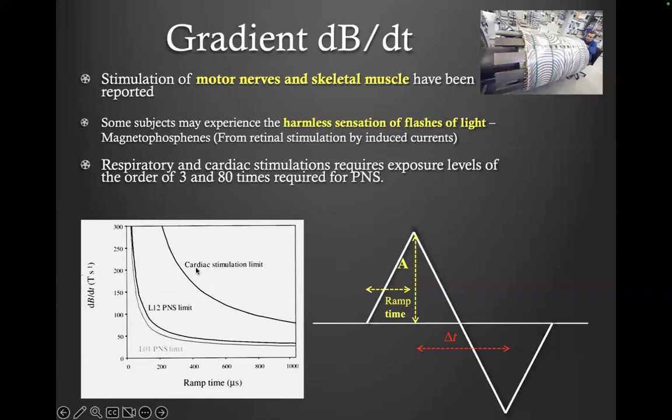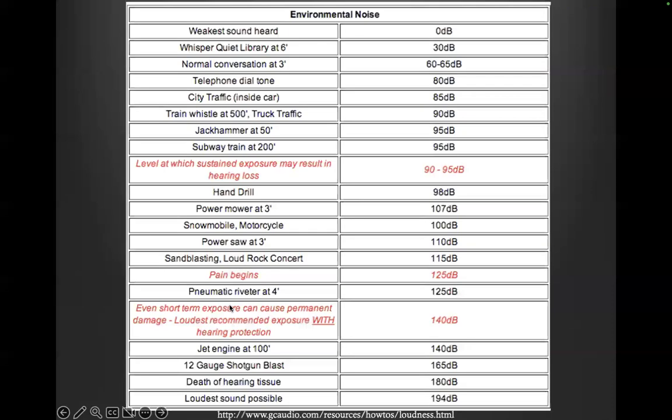Respiratory and cardiac stimulation requires exposure levels on the order of 3 to 80 times those required for PNS, peripheral nerve stimulation. So the scanner actually limits the so-called dB/dt, which is the change of the magnetic field over a change of time, like the ramp. The scanner limits how fast you can switch the gradient. You can see level 1 is typically where we operate, this gray line, which is the peripheral nerve stimulation limit. And the cardiac muscle limit is much, much higher.